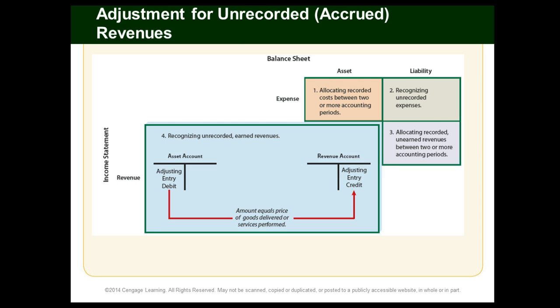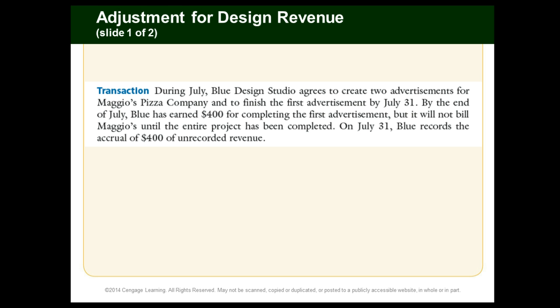So basically, here's another one. During July, Blue Design Studio agrees to create 2 advertisements for Maggio's Pizza Company and to finish the first advertisement by July 31st. By the end of July, Blue has earned $400 for completing the first advertisement, but it will not bill Maggio until the entire project has been completed. On July 31st, Blue records the accrual of $400 of unrecorded revenue.